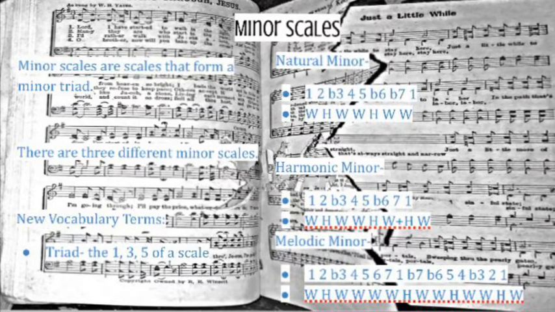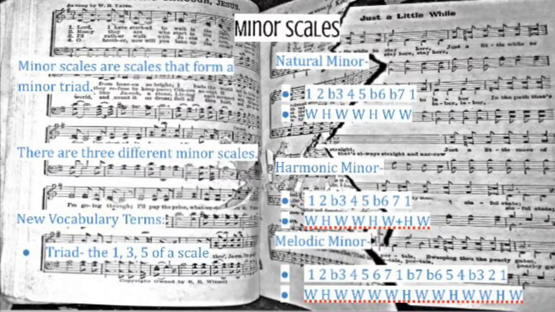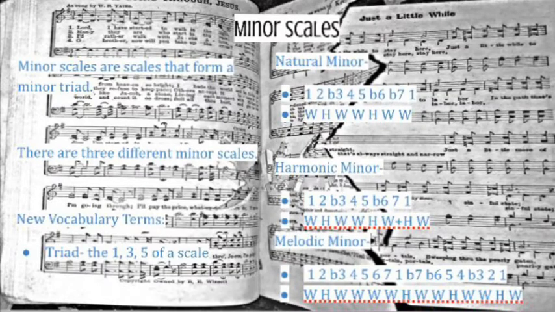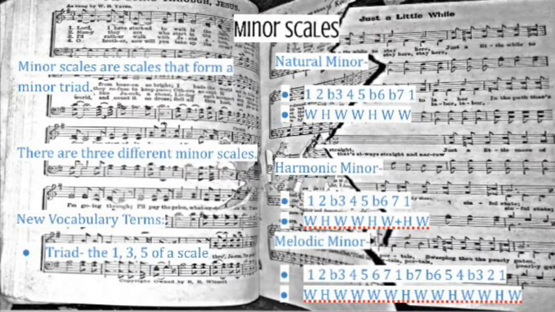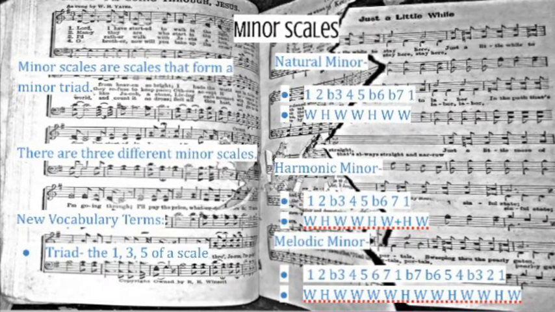So for a natural minor, which is our basic OG minor scale, you just have a flat third, a flat 6, and a flat 7. And no matter what minor scale you're thinking of, you always want to be thinking about the original and how you're going to temper it, because that's what we're doing with the harmonic and melodic scales.